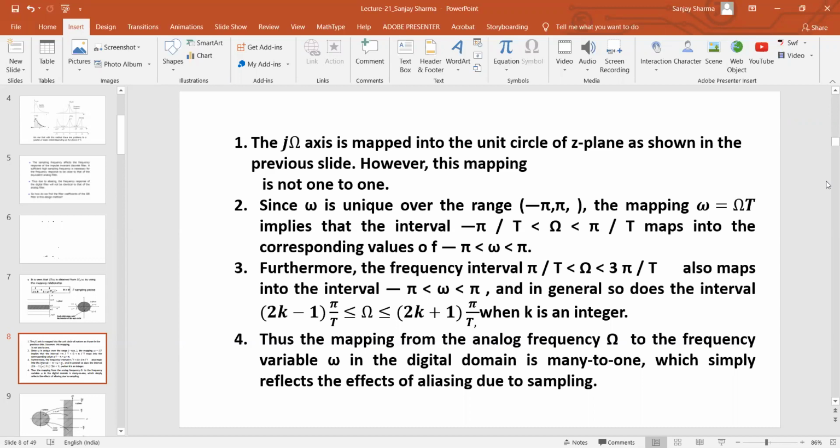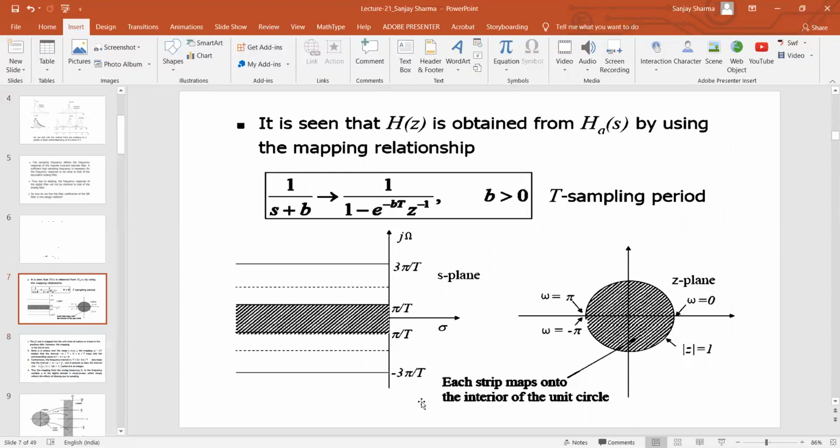So this is the impulse invariant method of converting an analog filter to a digital filter. And I have also explained the problem of the impulse invariant method. The impulse invariant method suffers from the problem of aliasing.